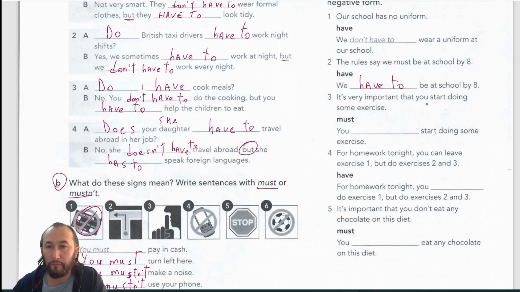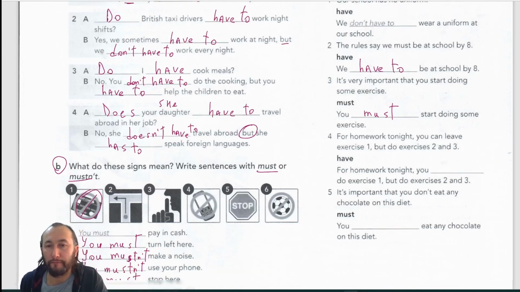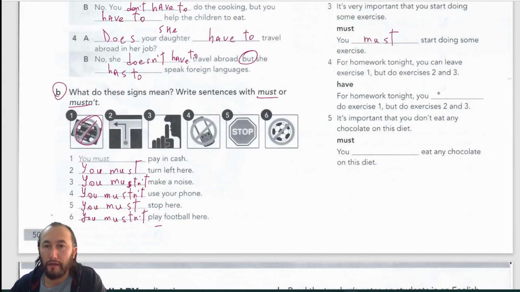Number three, it's very important that you start doing some exercise. So you must start doing some exercise. Number four, for homework tonight, you can leave exercise 1, but do exercise 2 and 3. It's not that important, so you don't have to do exercise 1, but do exercise 2 and 3.